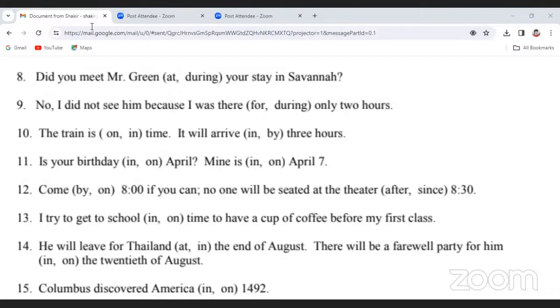Okay, we move to 11. Is your birthday dash April? Mine is dash April 7. In, on. Is your birthday in April? Mine is on April 7. When you specify the date, 7th April, then you use on as preposition. And if you are talking about month, you will use in. In, on is the correct answer.